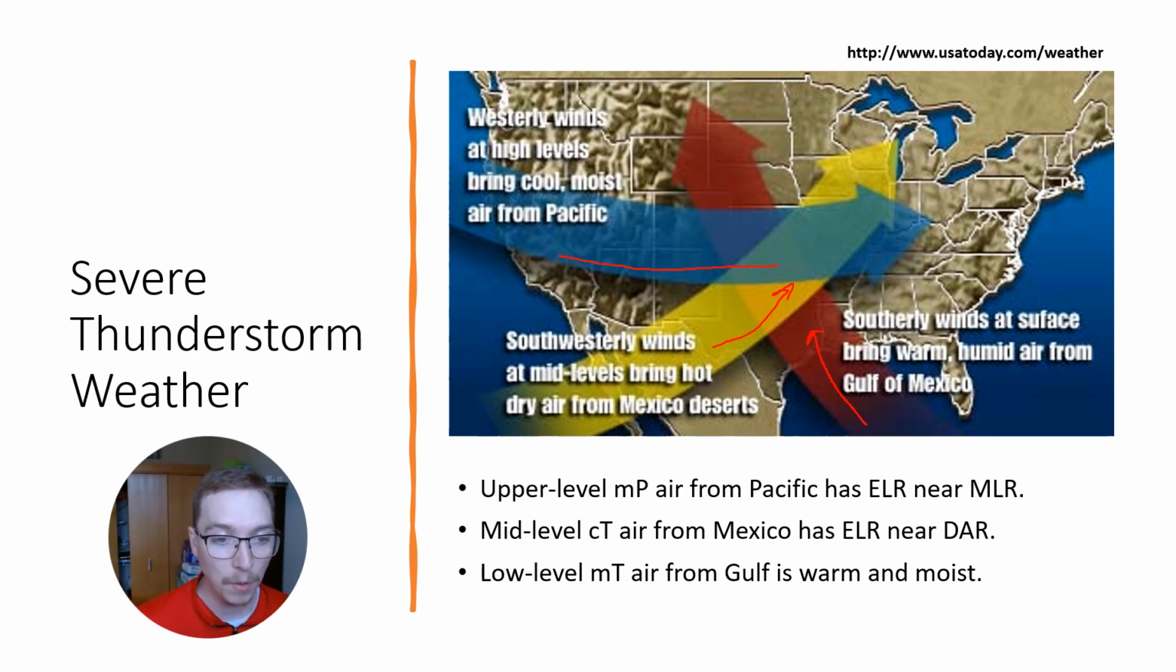So that upper level moist air from the Pacific has an environmental lapse rate that's near the moist lapse rate. That mid-level continental tropical air that's coming from Mexico has an environmental lapse rate near the dry adiabatic rate. And then that low-level maritime tropical air from the Gulf is warm and moist. So you smoosh all these together and you've got the recipe for storm development.